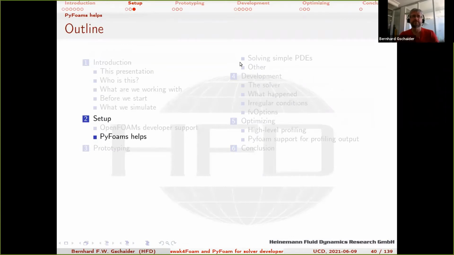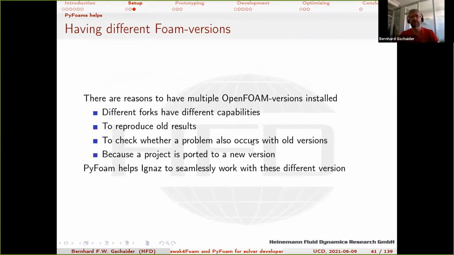So now there are some things where PyFoam can help you with development. One thing is that when you're developing, it's not unusual that you have more than one foam version. For instance, you want to compare how different forks of OpenFOAM do different things. You want to reproduce results that you got in your old solver because you're porting your solver to a new version, and you think that the results differ.